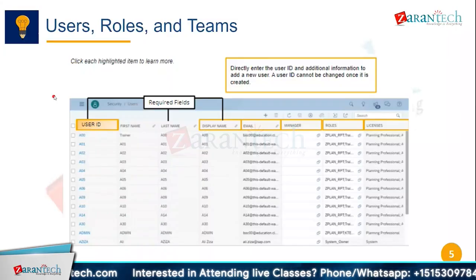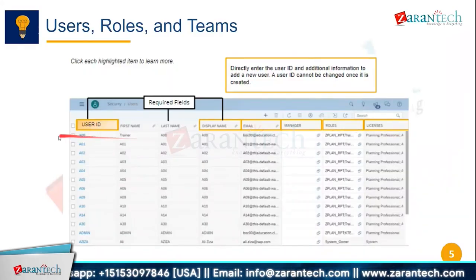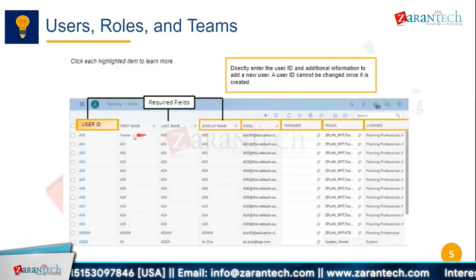But generally, if you buy a SAC system and you want to maintain it for your organization, these are the fields which will be there. So in Security Users, you will have user ID, first name, last name, then display name, then email ID, then manager, then roles, then licenses. We will see one by one what these fields are and what is the significance of each field.